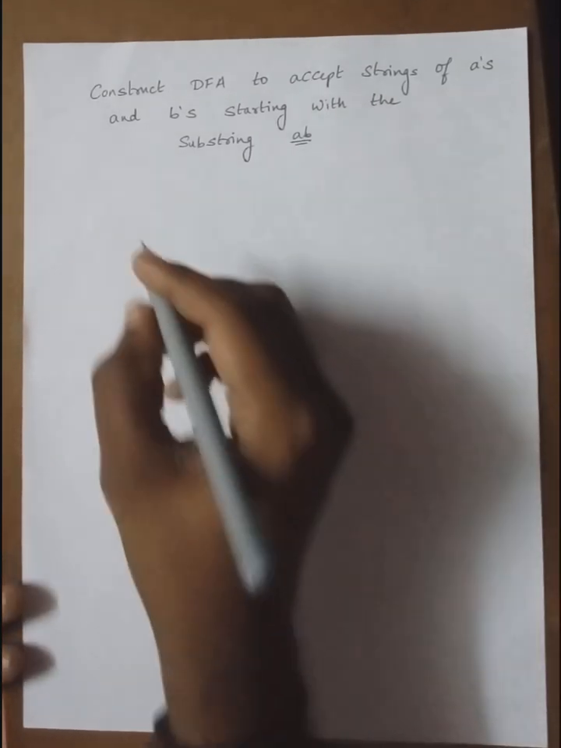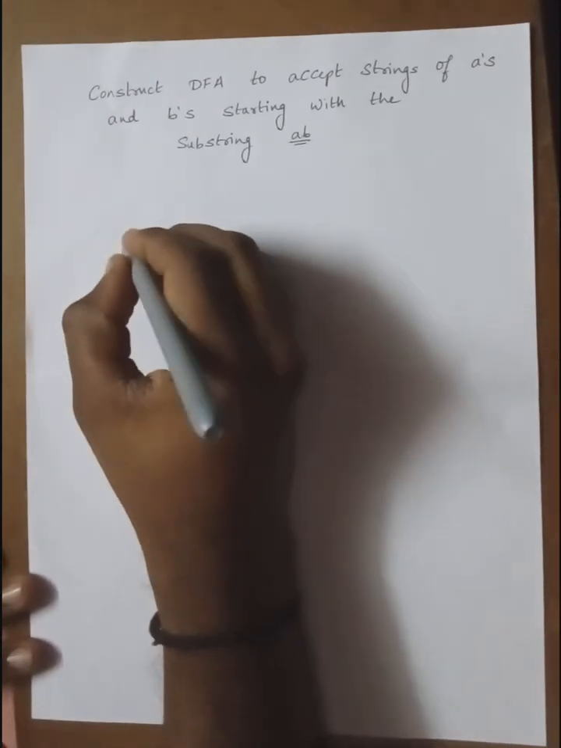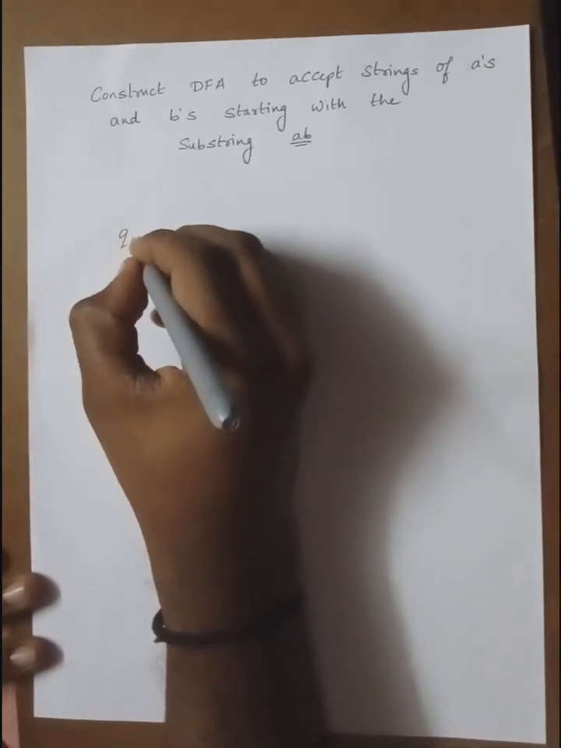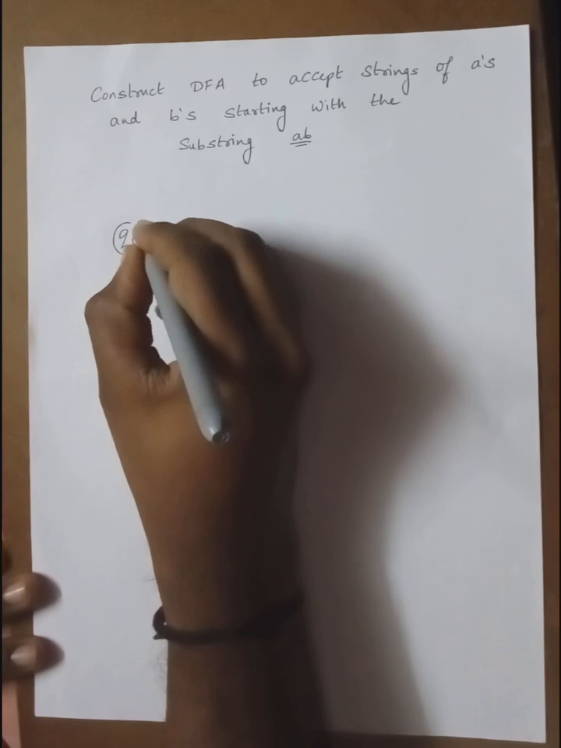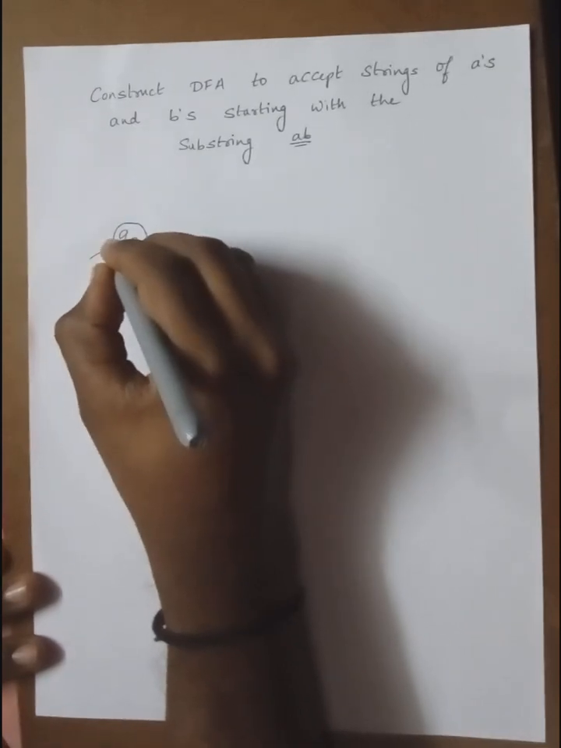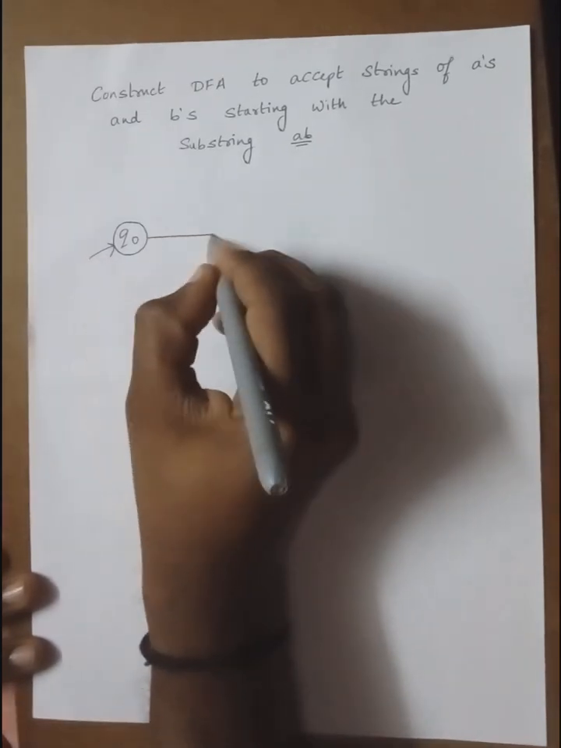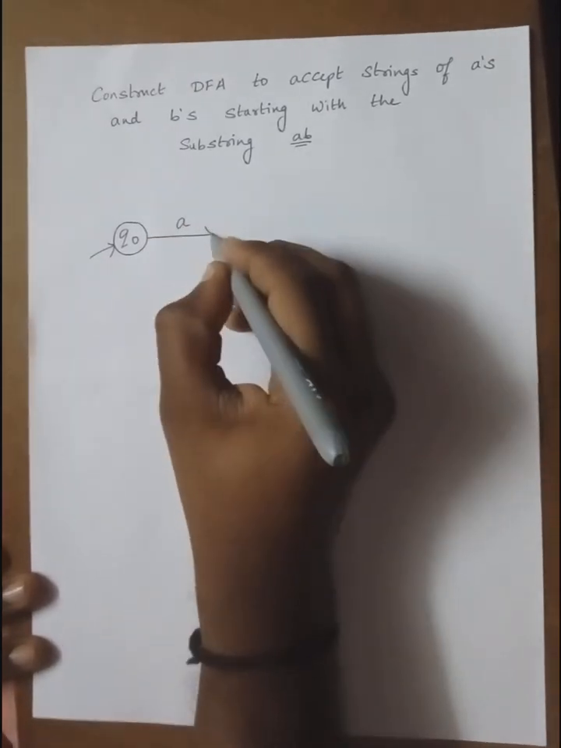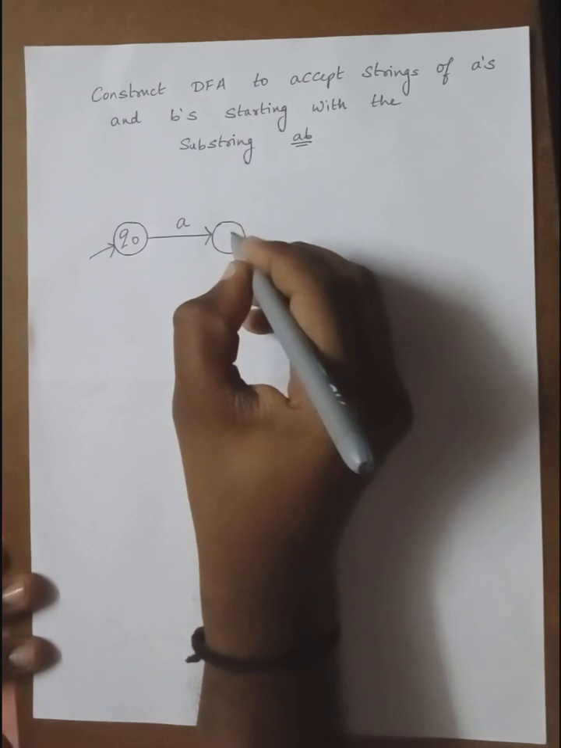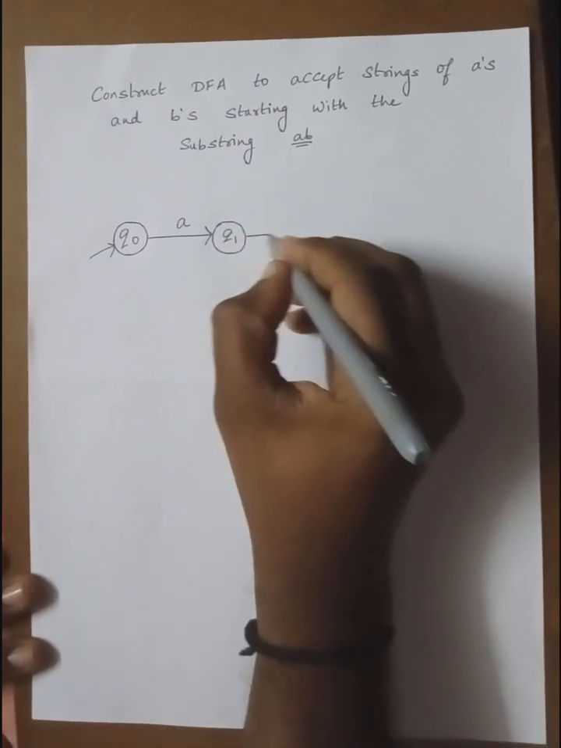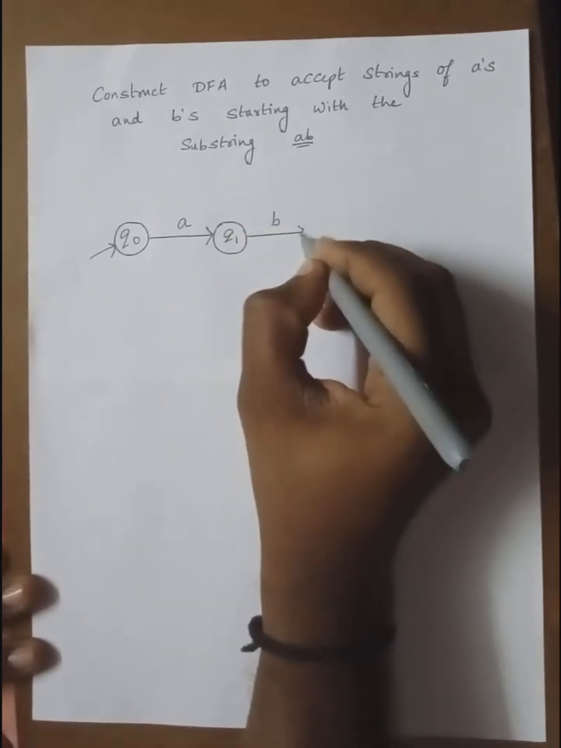Okay, so as usual, we'll start with the Q0 state. So Q0 is the starting state. We'll put an arrow mark to denote it's a starting state. So it should start with A and B. So we'll take the first input A and we have a Q1 state. It'll have one more state on B, so it'll go to the Q2.